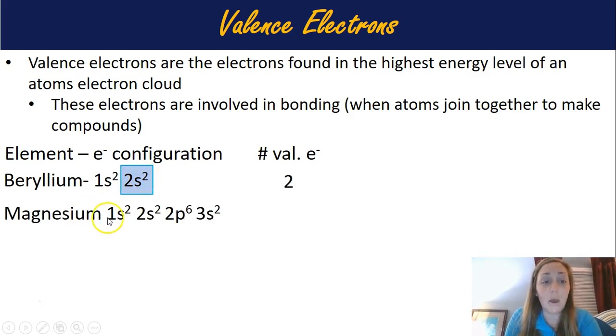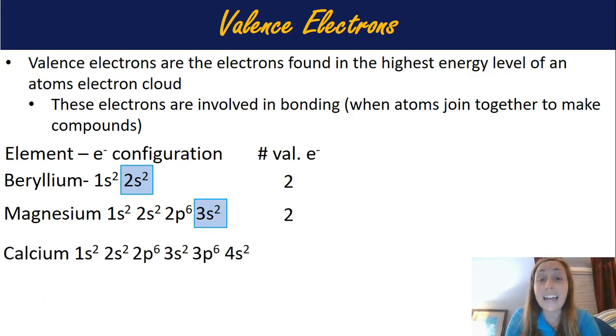How about magnesium? 1s2, 2s2, 2p6, 3s2. So the biggest big number you see is 3. So here are your valence electrons, so you have 2 valence electrons. Calcium, 1s2, 2s2, 2p6, 3s2, 3p6, 4s2. 4 is the biggest energy level, so 1, 2, 3, 4 away from the nucleus. There are 2 electrons in there, so this has 2 valence electrons.